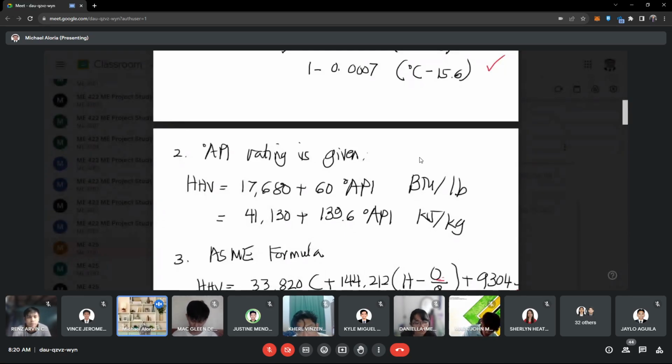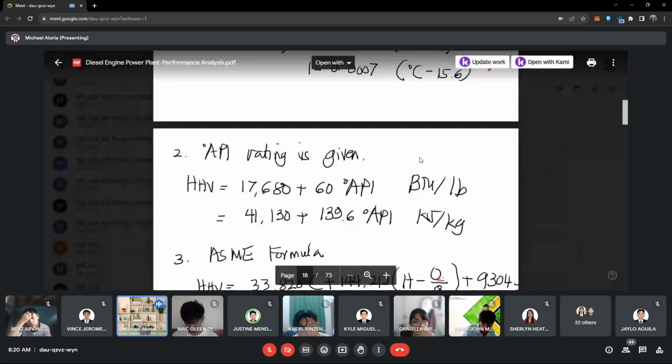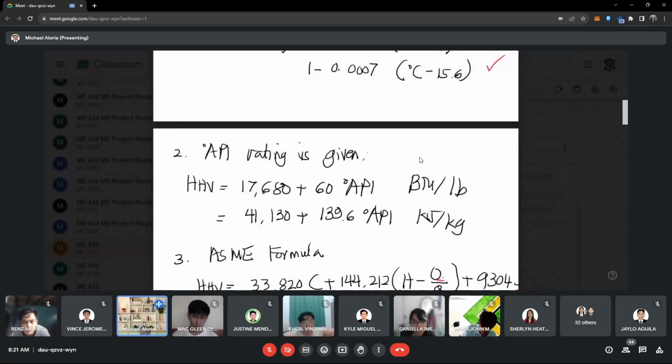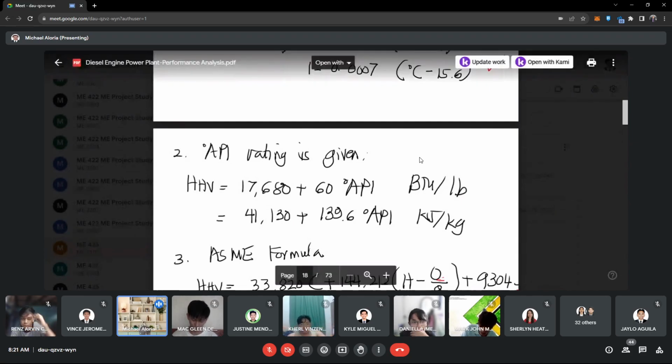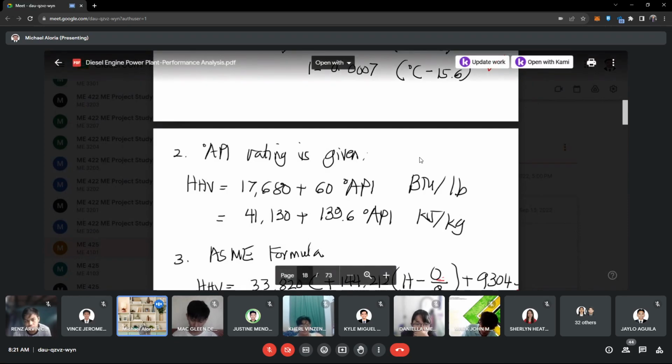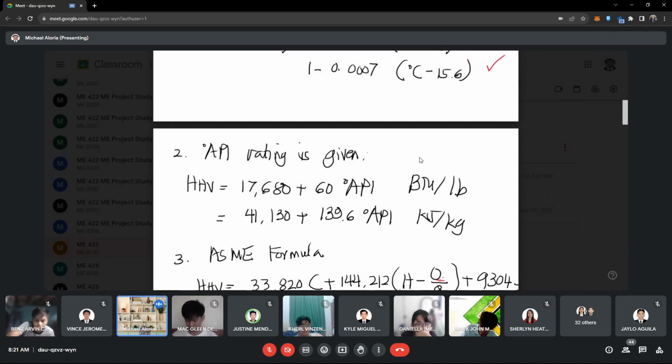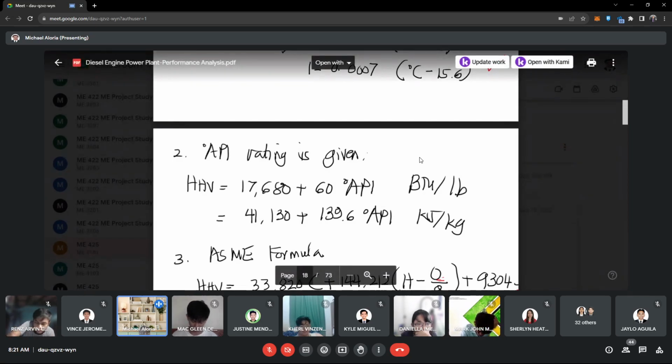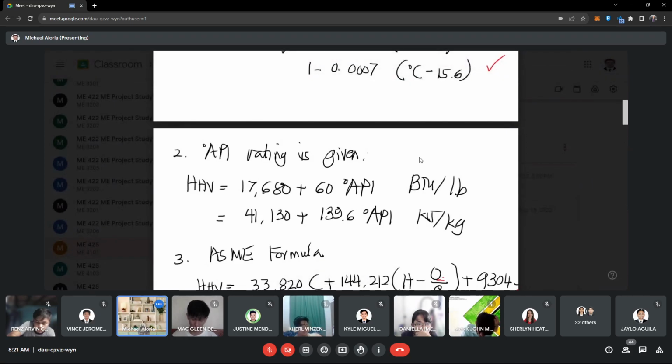Okay? Now, if you are given your degree API rating, we can also compute your higher heating value. So there are two methods. First is in terms of BTU per pound, and another one is in terms of kilojoules per kilogram for SI units. So we have 17,680 plus 60 times your degree API. So this will yield BTU per pound. Kapag naman kilojoules per kilogram, we have 41,130 plus 139.6 times degree API.